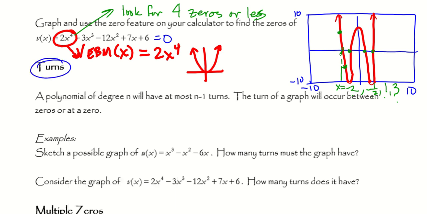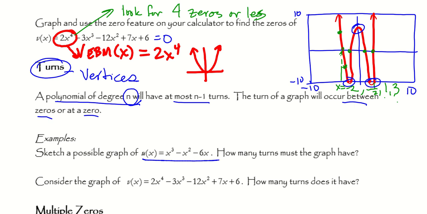So this graph turns around here, here, and here. Those turns are also called vertices, right? That would be plural of vertex. And what is true of all polynomials of degree n is they will have at most n-1 turns. And those turns will happen between zeros or at a zero. So let's go back to our graph of u of x, which was x cubed minus x squared minus 6x.